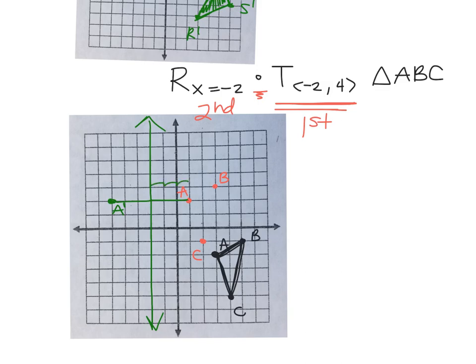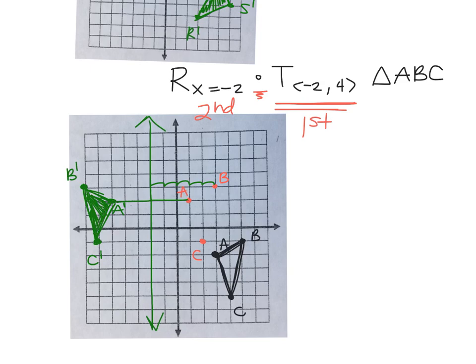B is 1, 2, 3, 4, 5 units away. So 1, 2, 3, 4, 5 units to the other side is my B prime. And then C is 4 units. So 4 units to the other side would be C prime. So this is my end result.